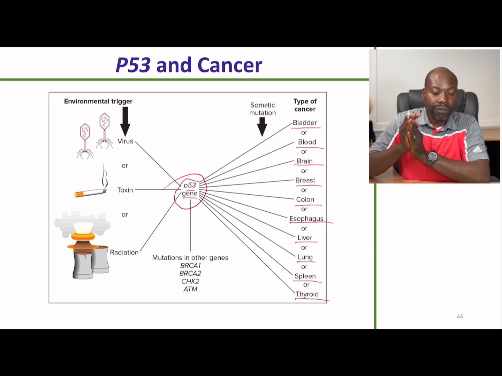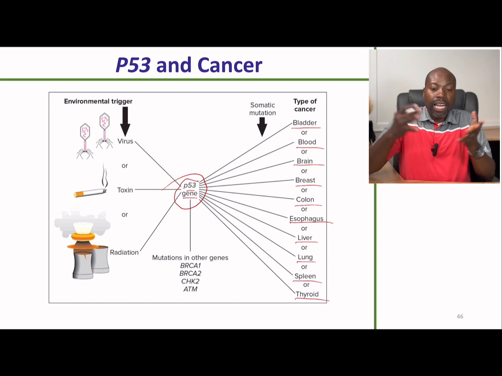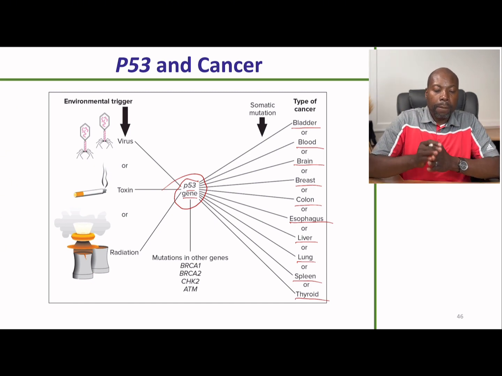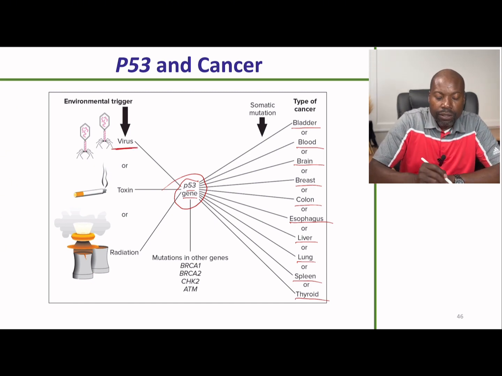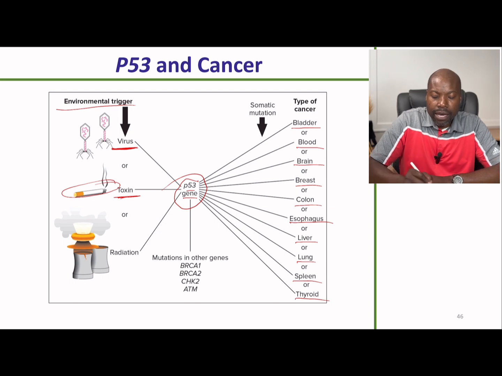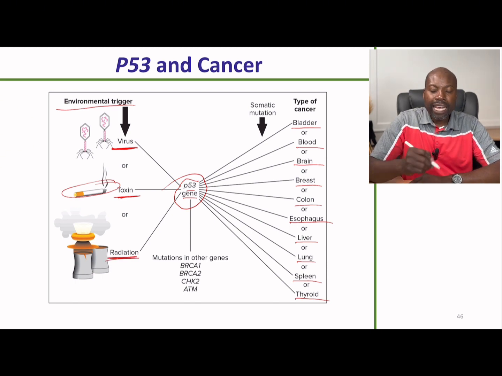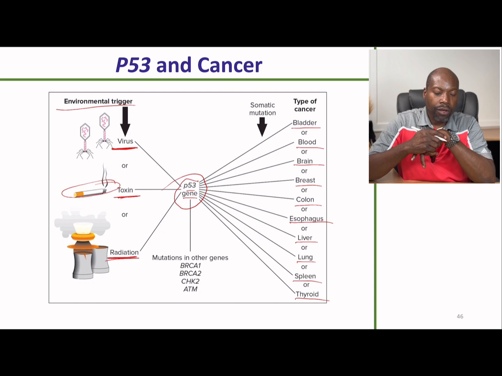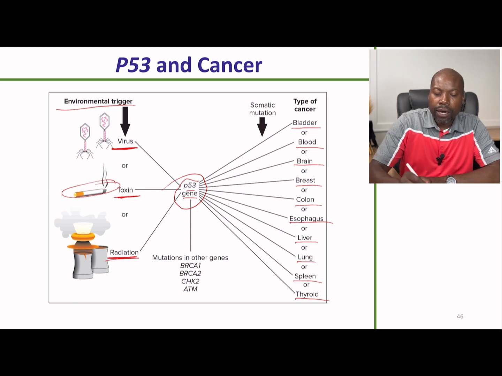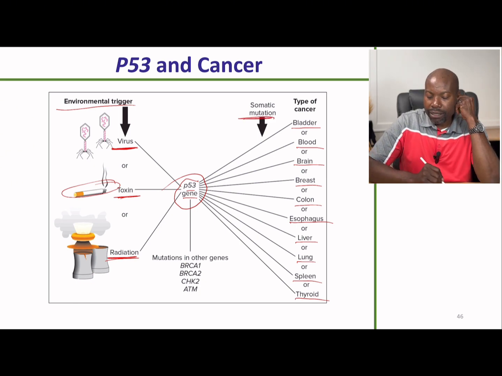Well, these changes can be triggered by environmental factors, including viruses, toxins like smoking, and radiations, to name only these three. These are not the only potential triggers, right? But these are very common triggers that are going to happen in somatic cells.